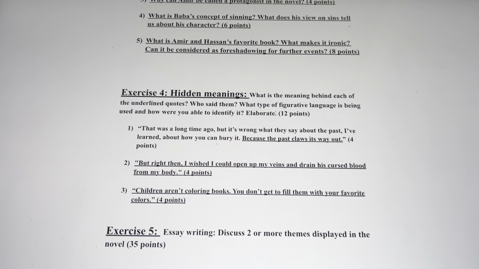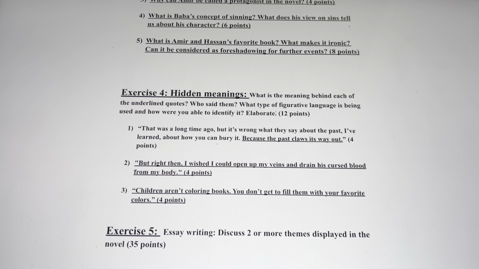Who said them? What type of figurative language is being used? And how are you able to identify it? So here we have to analyze, because the past claws its way out. First, what's the meaning behind the underlined quote? Basically, the meaning is that the past is never hidden, and it's always going to come back. This is a metaphor, because it's comparing the past to an animal, because animals have claws and it never stays in its place.